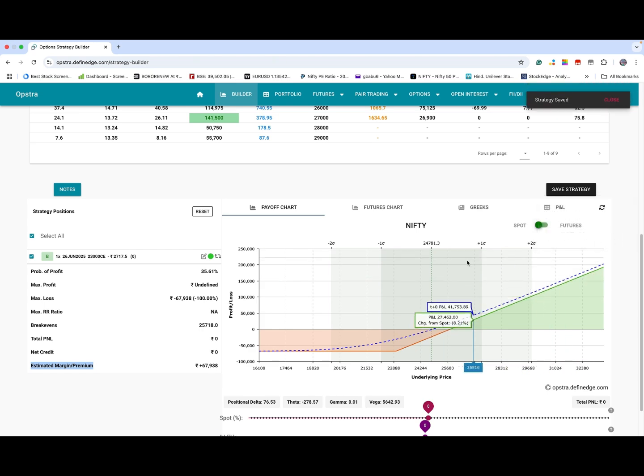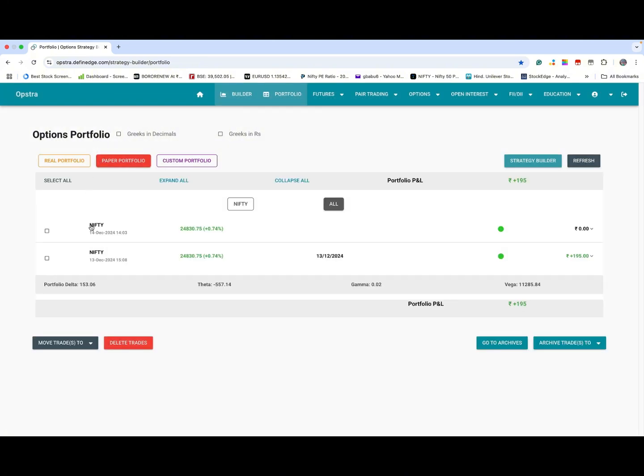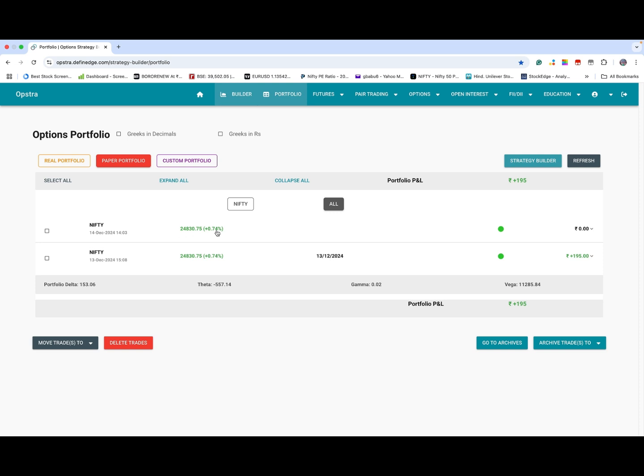Once you save it in your portfolio, you can see in the paper portfolio that your script will be displayed. What you buy will be displayed here. For our strike price, delta is 0.76, which means for every 100 points Nifty goes up, we will get 76 rupees, and you can track this also. By practicing like this, the confidence level will increase, and it is 100% safe and no money is needed for this.